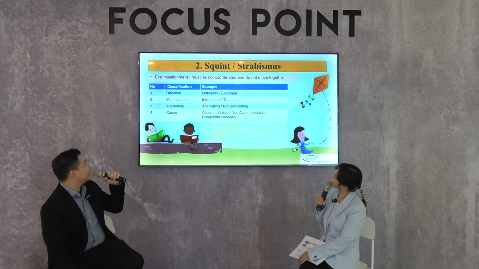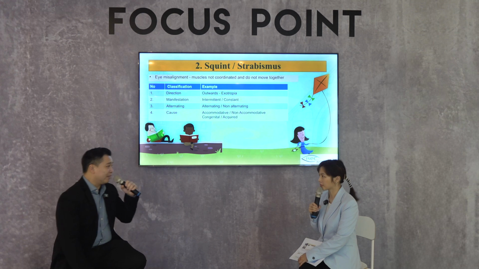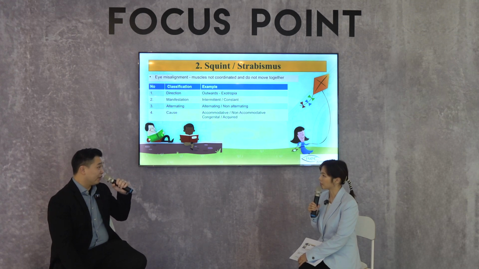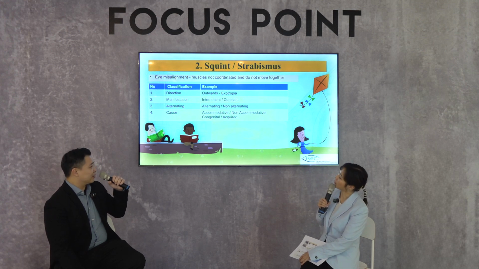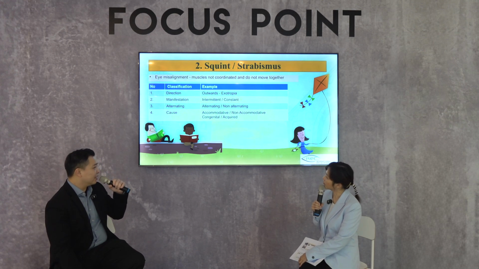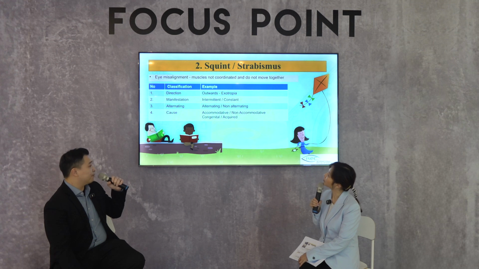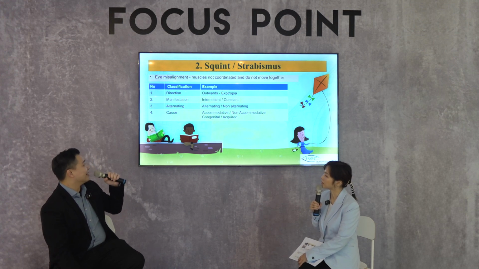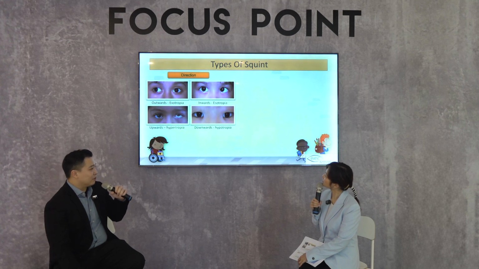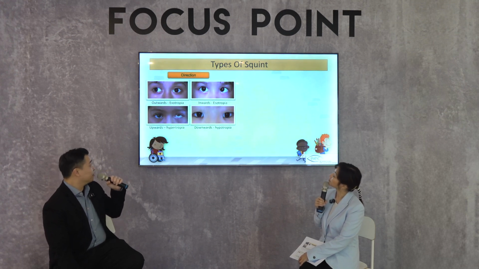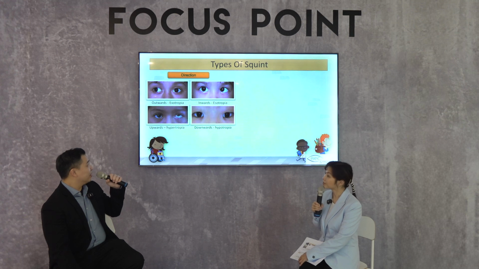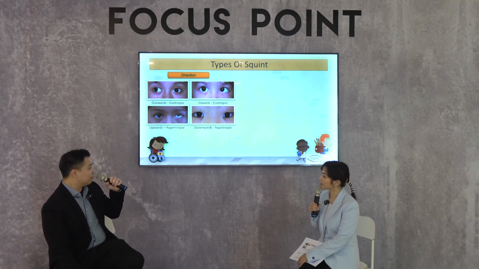Squint is defined as a misalignment, or basically your eye muscles are not coordinating well, so they are not moving together at the same time. Based on certain classifications, we can divide squint by direction, manifestation, whether it is alternating, and the cause. To put things simply, I'll show you a picture. Based on the direction of the squint, you can have an inward squint or outward squint. Inward squint is esotropia, outward squint is exotropia, upward squint is hypertropia, downward squint is hypotropia, based on the direction of the squint.